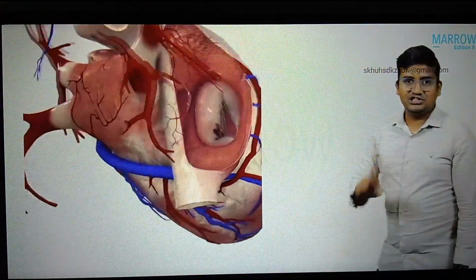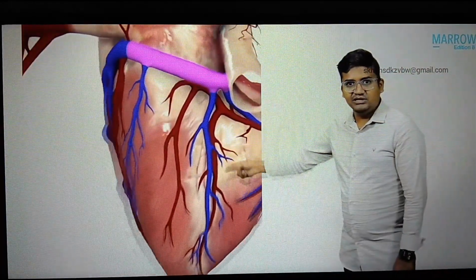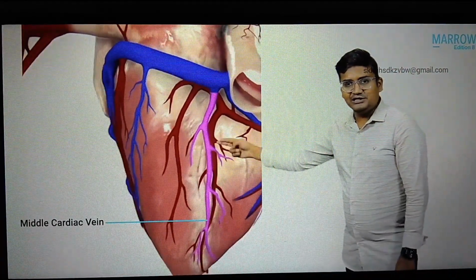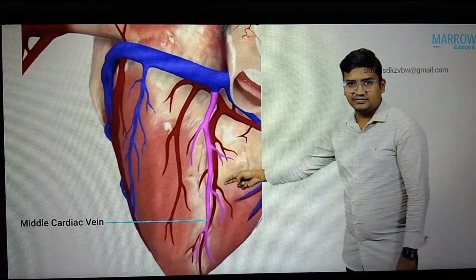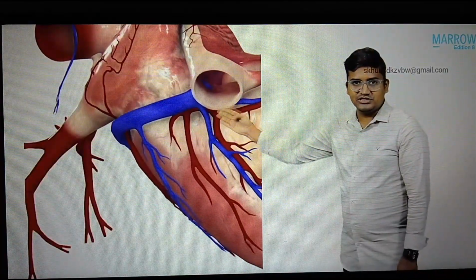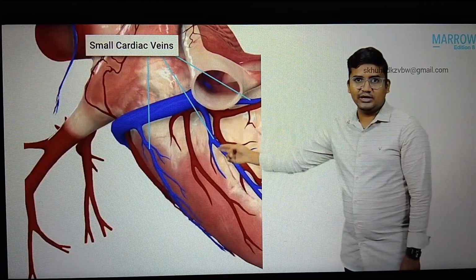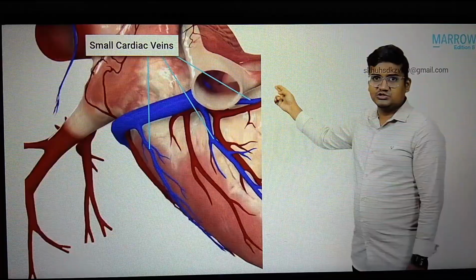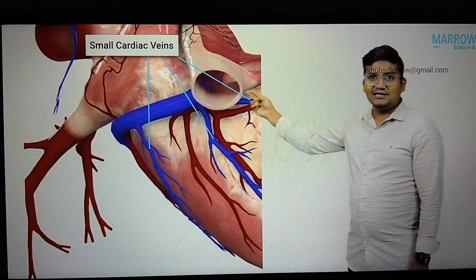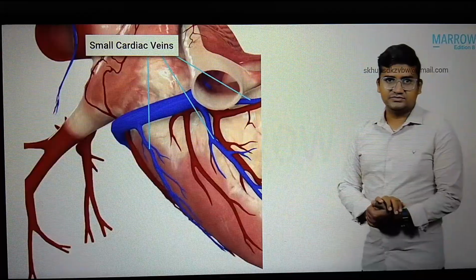Now, what are the tributaries? Remember, this one is our middle cardiac vein accompanying the posterior interventricular artery. And we are seeing these tributaries. These are nothing but the small cardiac vein. Small cardiac vein accompanies the right coronary artery. These are some tributaries you can see in this animation. So that's all about the external features of the heart.